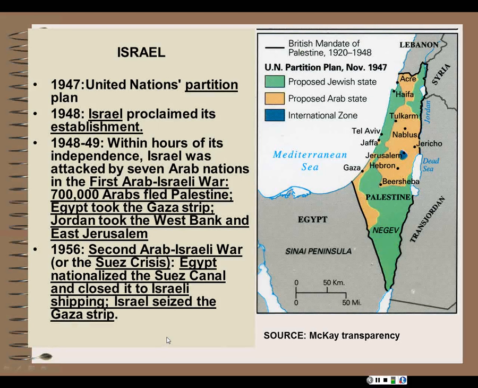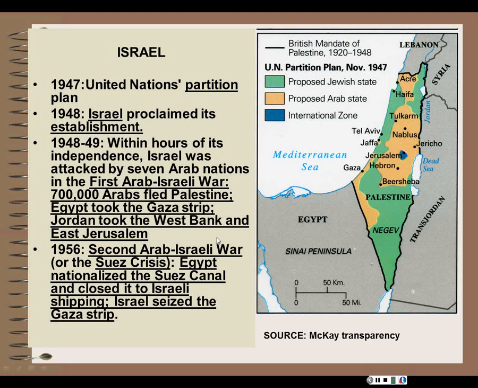The Second Arab-Israeli War is sometimes called the Suez Crisis. At that time, Egypt took over the Suez Canal from the private company that managed it. Egypt nationalized the Suez Canal and closed it to Israeli shipping. And in retaliation, Israel invaded the Sinai Peninsula, which you see here. And it also took over, of course, the Gaza Strip.